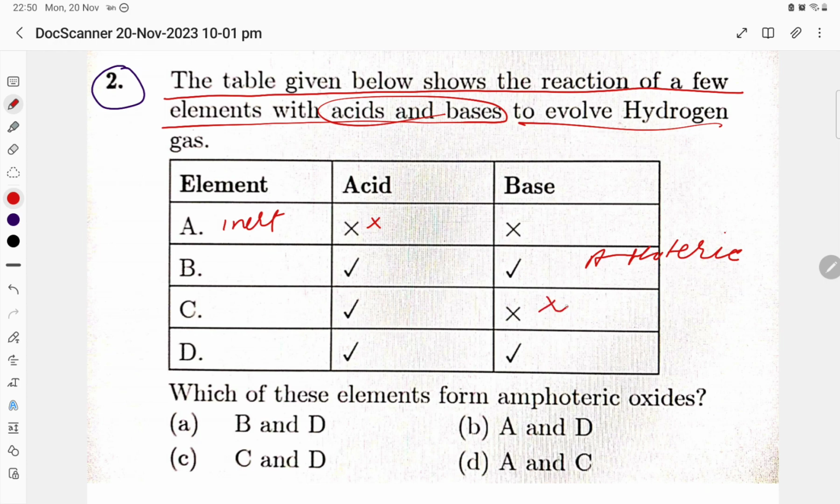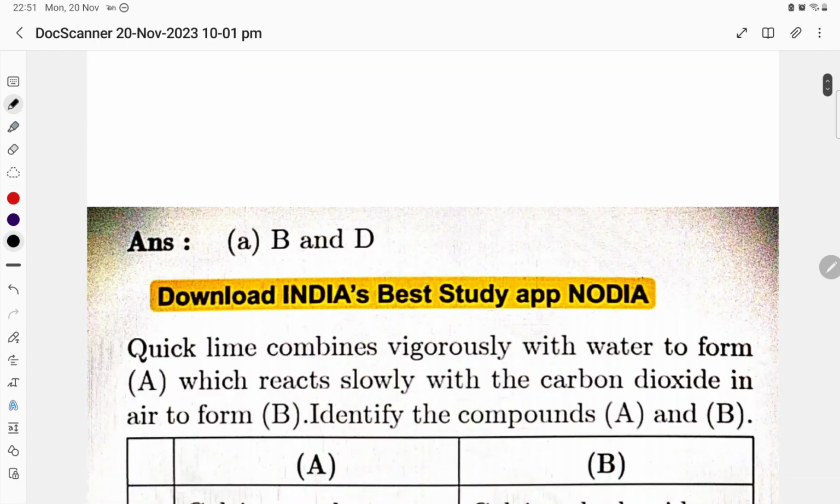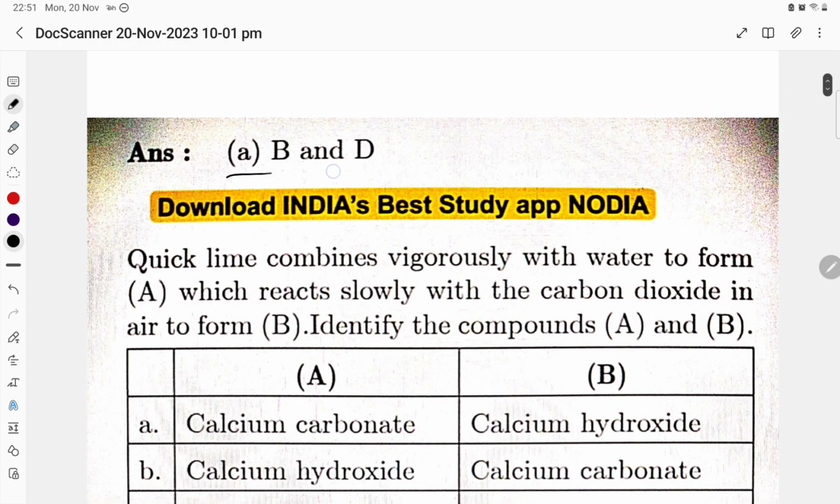C is not reacting with base but reacting with acid, so it can be basic. D reacts with acid as well as base, so this is also going to be amphoteric. So the question is, which of these elements form amphoteric oxide? That is B and D. So the correct option is going to be option A, student, because amphoteric oxides react with both acid and base. Let us check with the options. You will find this is the correct option, B and D.